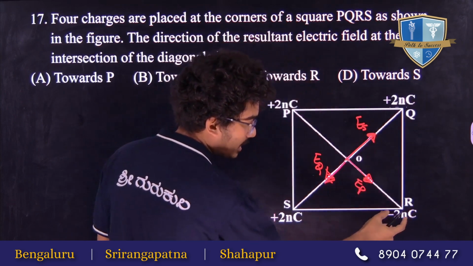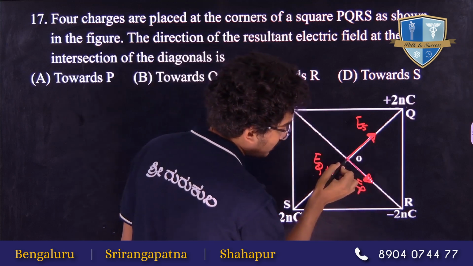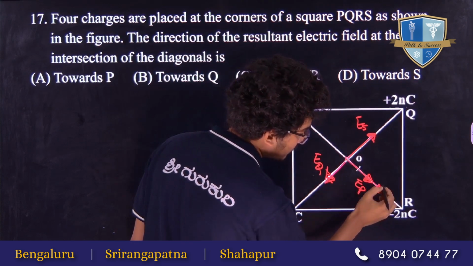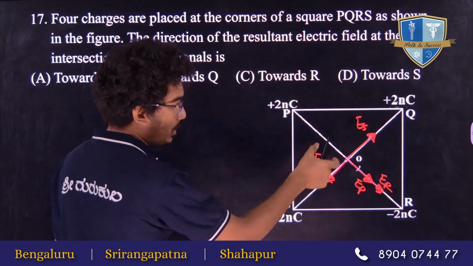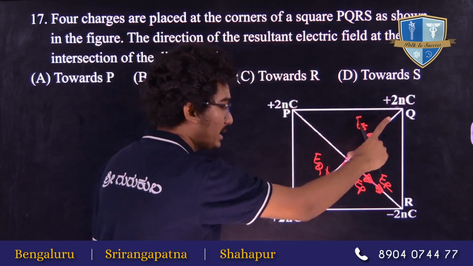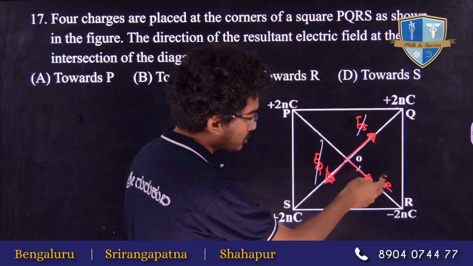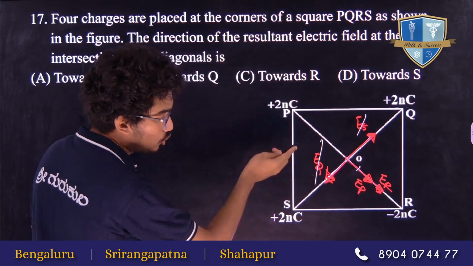This is the negative charge. So the electric field line will go towards the negative charge. So again we will get another. This is electric field due to R. So electric field due to Q and electric field due to S will cancel out. Why? Because both charges are equal at an equal distance, right? So this will cancel out this, and this is also equal but in the same direction. So they will add. So net electric field will be towards R.